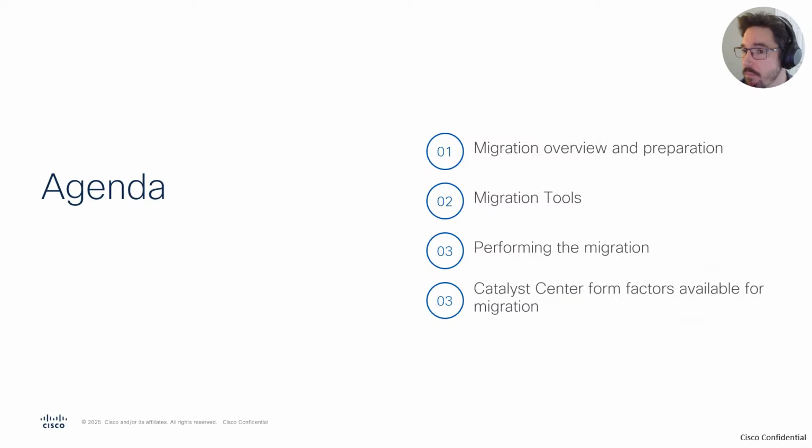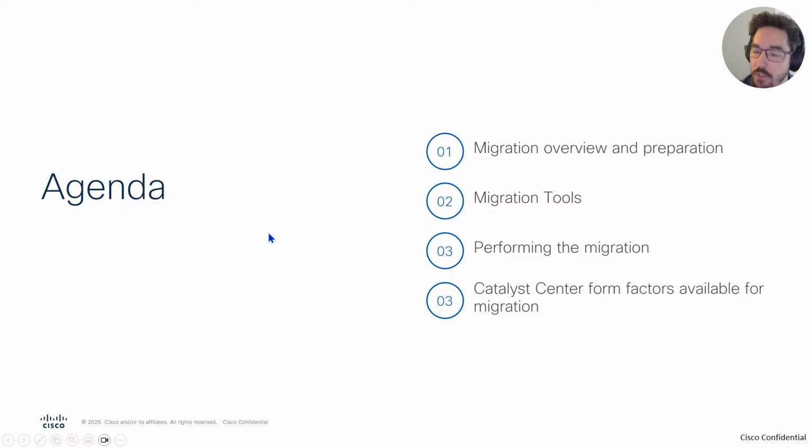Migration overview and preparation will be our first topic. Then we'll go into migration tools, how to perform the migration. We'll go into some form factors available for Catalyst Center. That way you're prepared for scalability and you understand the time and performance of migrating from the older Prime Infrastructure to Catalyst Center. We'll follow this up with a live demonstration. I will perform a migration at the end of this session where we can see this in action.